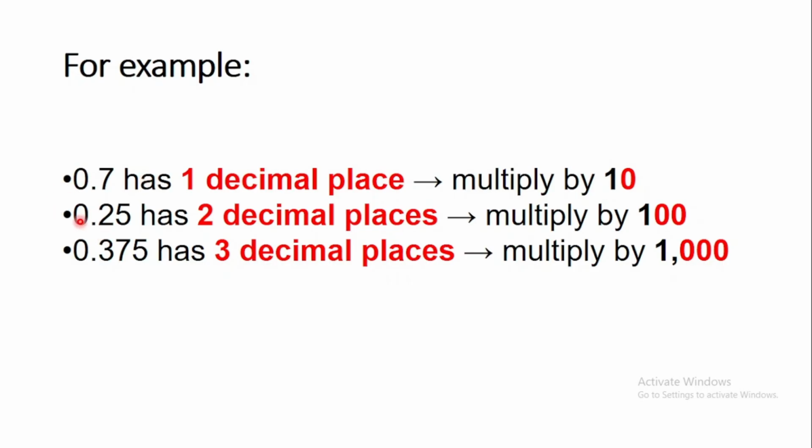Look at the second example. We have 0.25. That has 2 decimal places because there are 2 digits after the decimal point. So because of that, we are going to multiply by a base 10 number with 2 zeros. Let's look at this one now. We have 0.375. 0.375, that number has 3 decimal places, so we'll multiply by a base 10 number that has 3 zeros. So it's very important for you to know that.